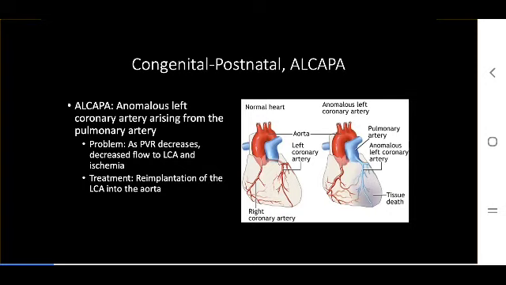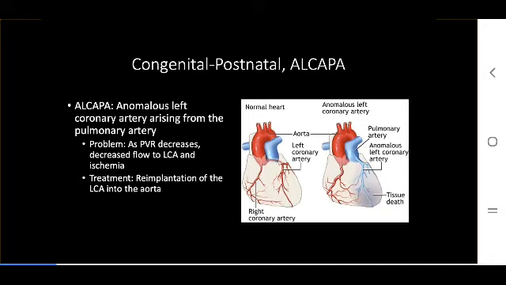The next are congenital defects, but we see them postnatal. We don't see them typically at birth. And the classic one for this is ALCAPA, or anomalous left coronary artery arising from the pulmonary artery. The problem happens as the pulmonary vascular resistance decreases over the first couple of months of life. And these kids typically show it between 3 and 6 months of age. As it decreases, there's decreased flow into the left coronary artery, and the resultant effect of that is ischemia. With ischemia of the left heart, we have decreased contractility, we have dilation.